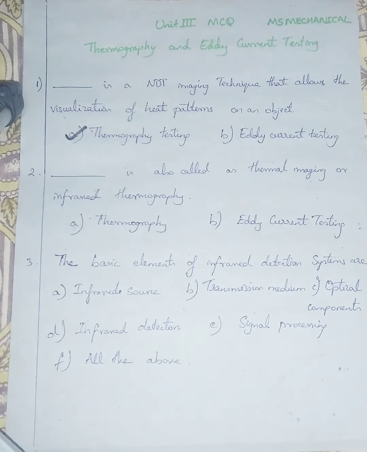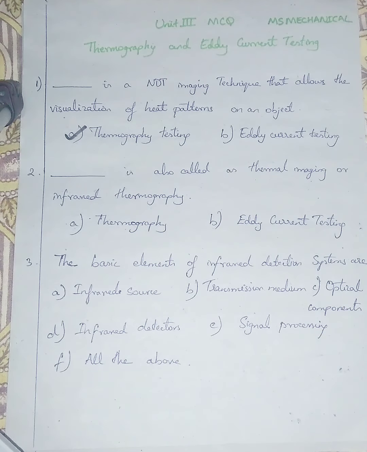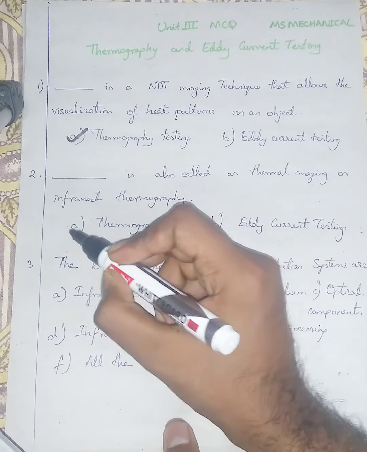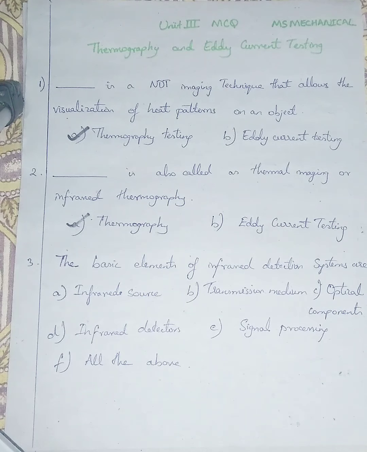Question number 2. Dash is also called as thermal imaging or infrared thermography. Option A is given as thermography. Option thermography means thermographic testing. Option number B is eddy current testing. Thermal imaging and infrared thermography is also called as thermography. So I am going with option number A because with the word thermal only you can identify it.